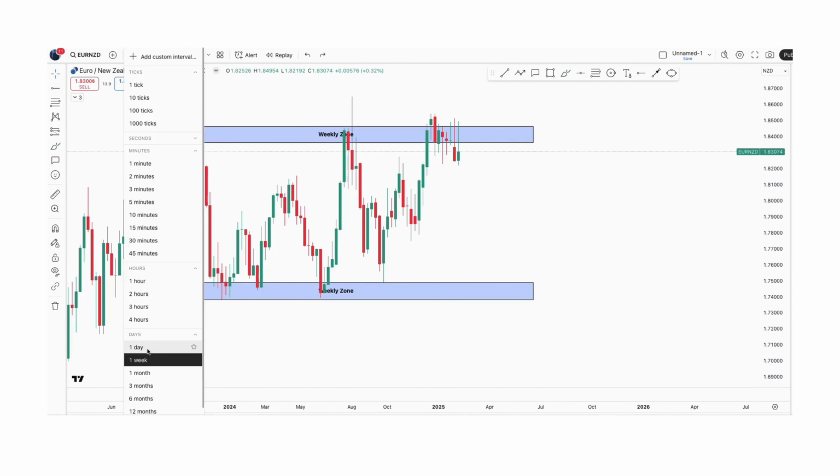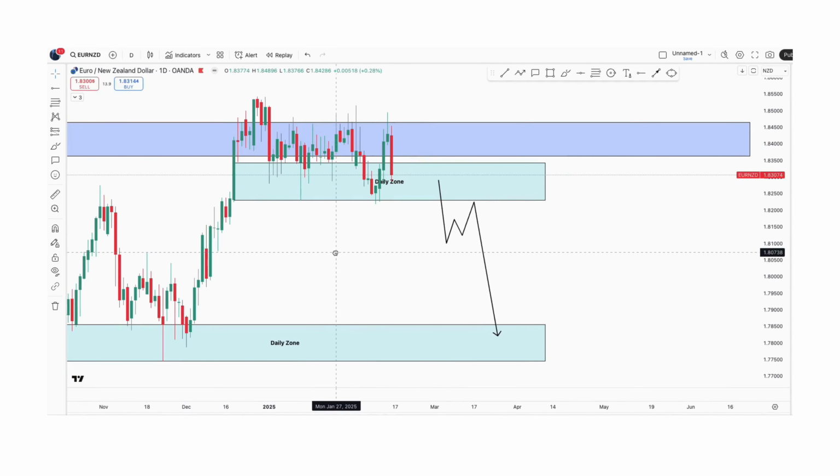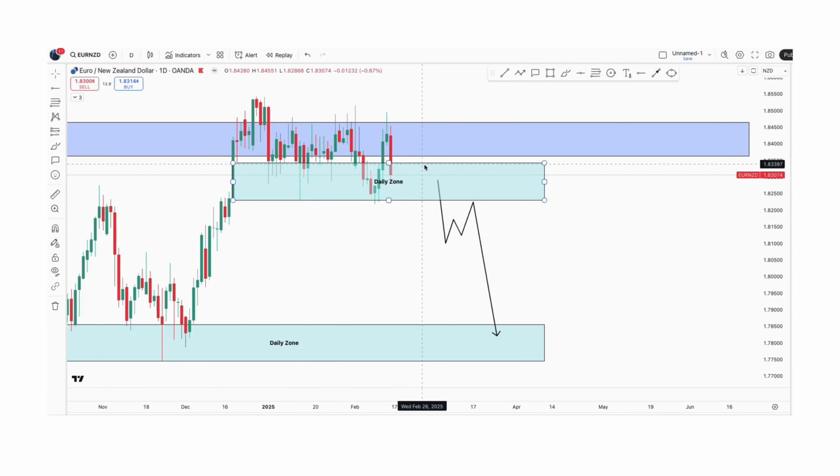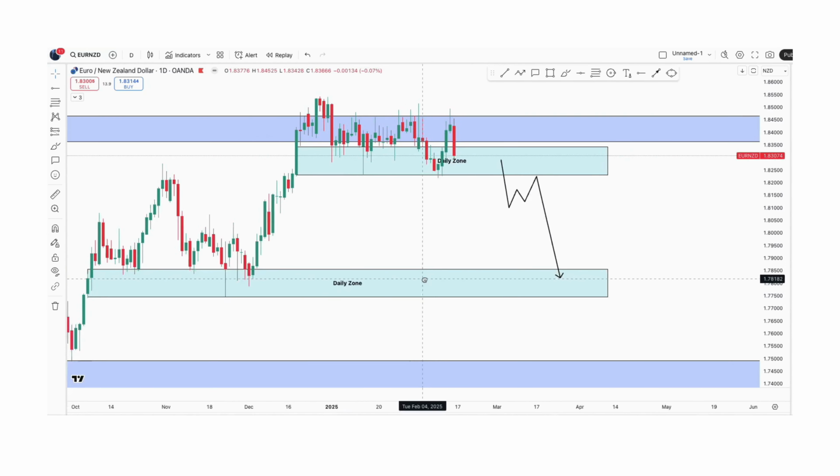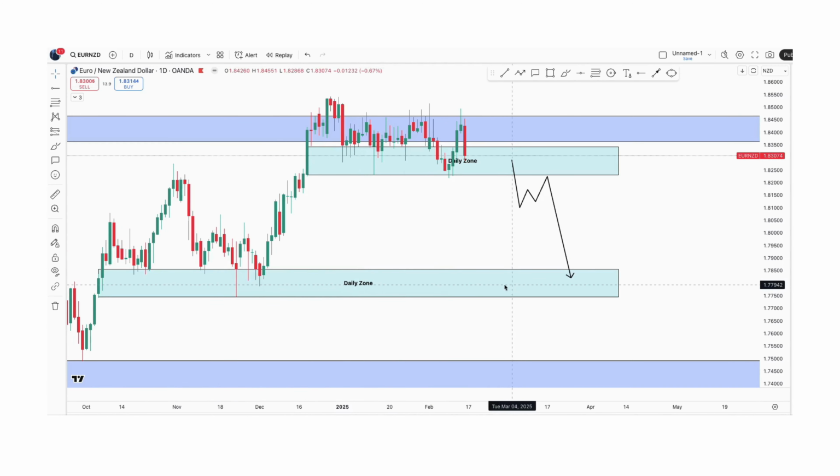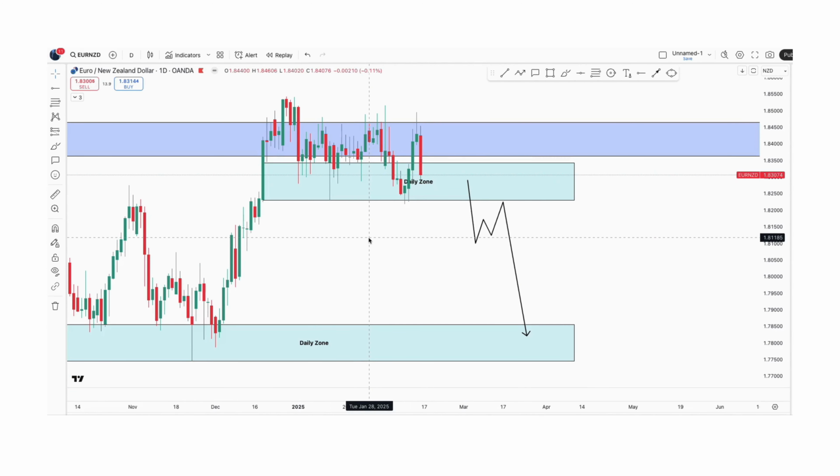Dropping down to the daily time frame, we can see that price has this low down here that we would like to see a breakdown of, and a retest on the 4-hour to give us a nice entry back into this daily level of support. And that's going to be all that we have for this week.